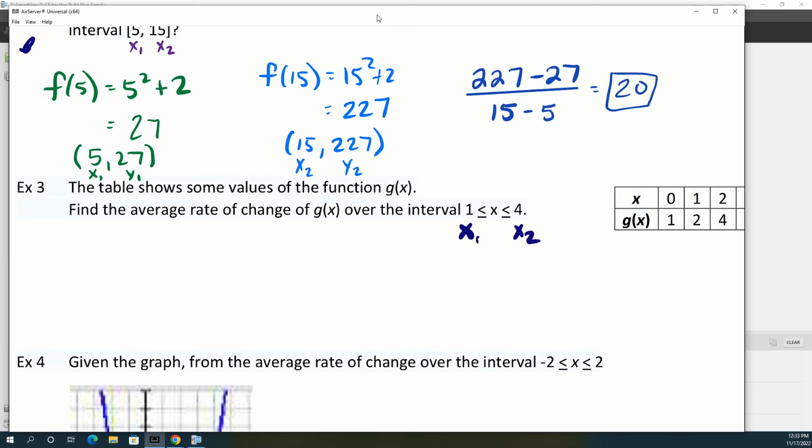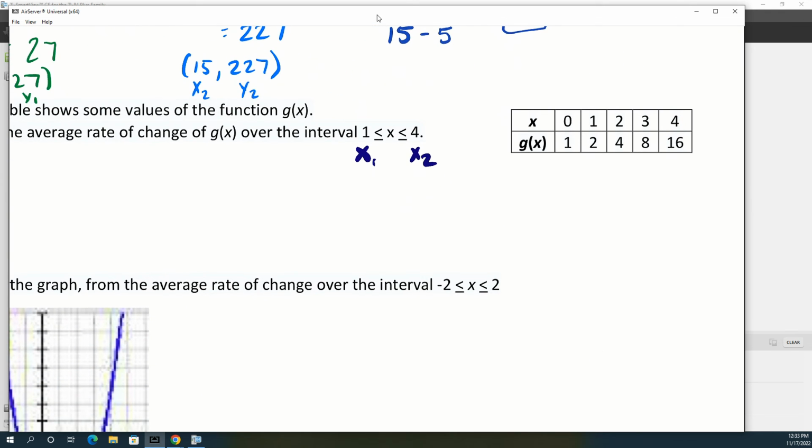And so the tables confuse people a lot because there's all these numbers you don't use. But all we care about on this table is when x is 1, this number here, and when x is 4. So this will be x1, y1, x2, y2. All those other points don't matter. You just ignore them completely.